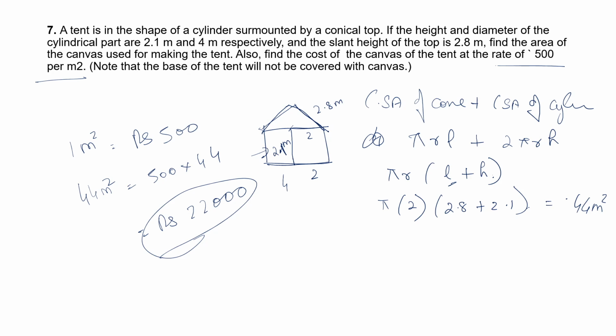Getting or not? So draw the shape and mark the values which are given. Then what do you have to find out? The cloth required. It is nothing but the surface area. Use the formula, substitute the value, find the value, and don't forget to put the unit. 1 meter square costs 500, but how many meter square do we require? 44. So we multiply that by 500 to find the total cost required to make the tent.